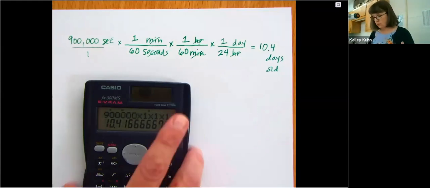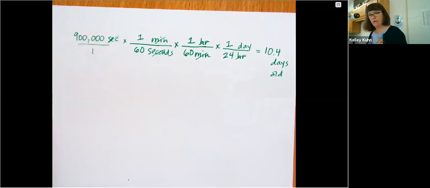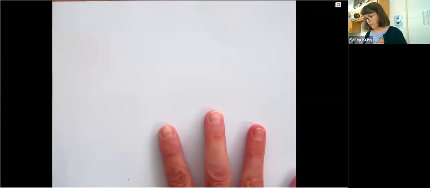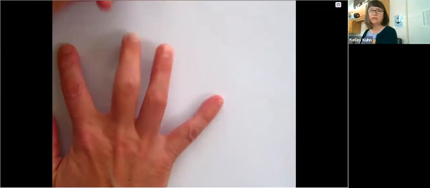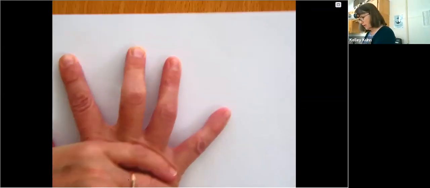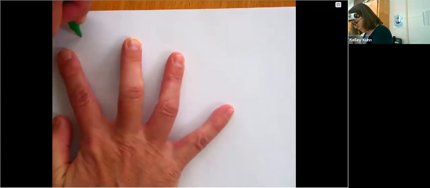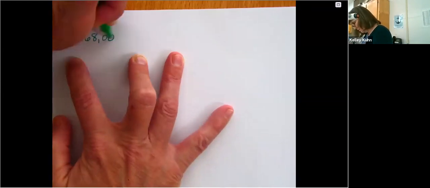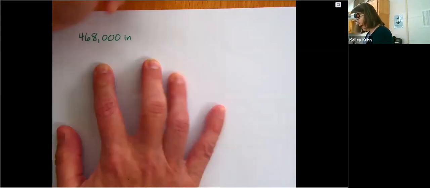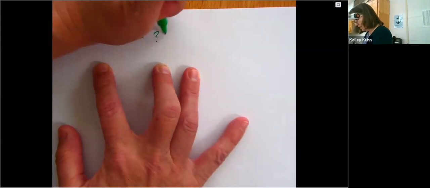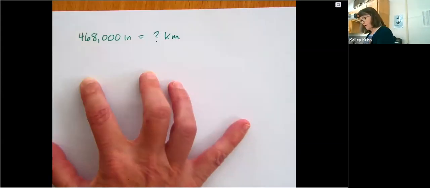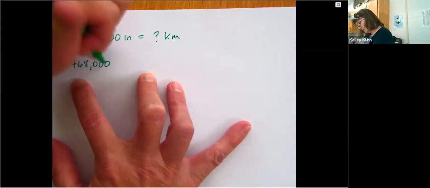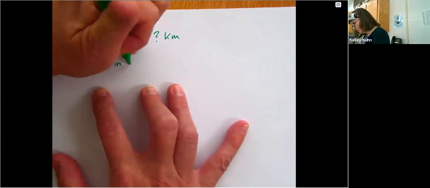Let's try one more, just to give you an idea of how it can be a little bit less familiar. Let's say that we are going from inches to kilometers, okay? Let's say I have 468,000 inches, and I want to know how many kilometers that is. So I'm always going to start with the value I'm provided in that unit, 468,000 inches. And how can I get closer to kilometers?